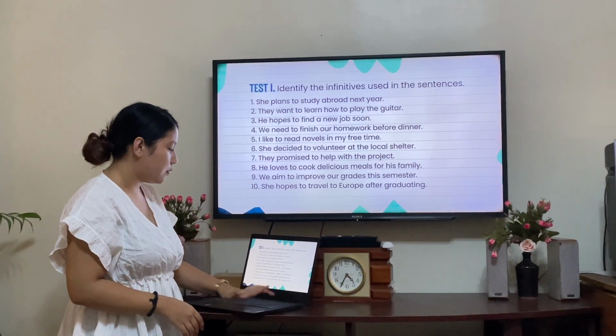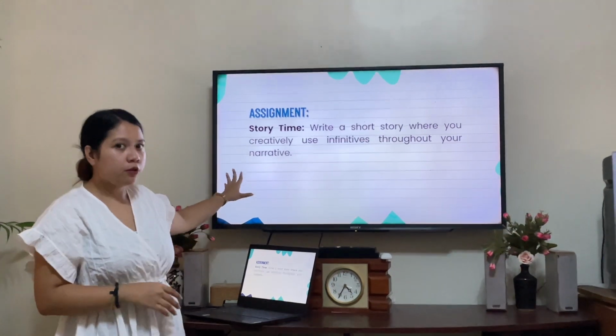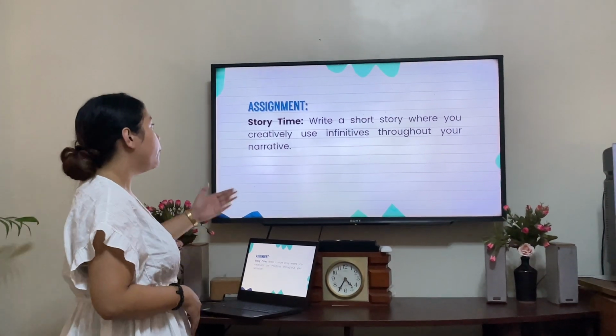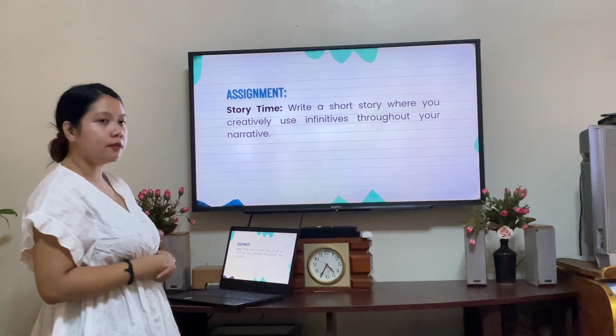So for your assignment before we go home, write in your notebook, Story Time. You have to write a short story where you creatively use infinitives throughout your narrative.